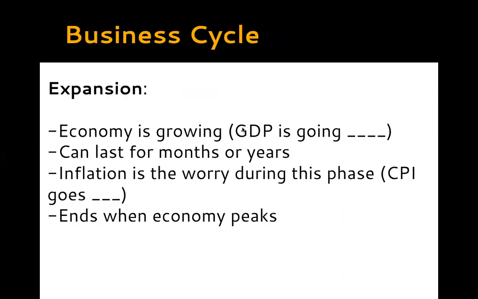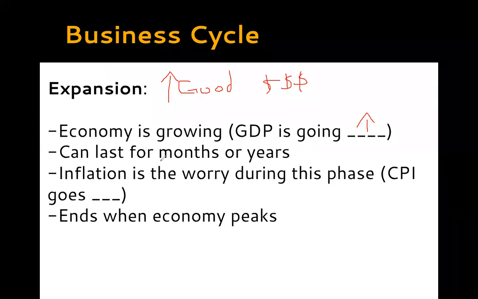Okay. Now, then we look at the expansion phase of the business cycle. This, of course, is the opposite of the contraction we said before. Expansion phase is when the business cycle is going up. This is when the economy is good. So if the economy is good, what are people doing? Money is being made. Money is being spent. So with this, the economy is growing. That means GDP is going up.